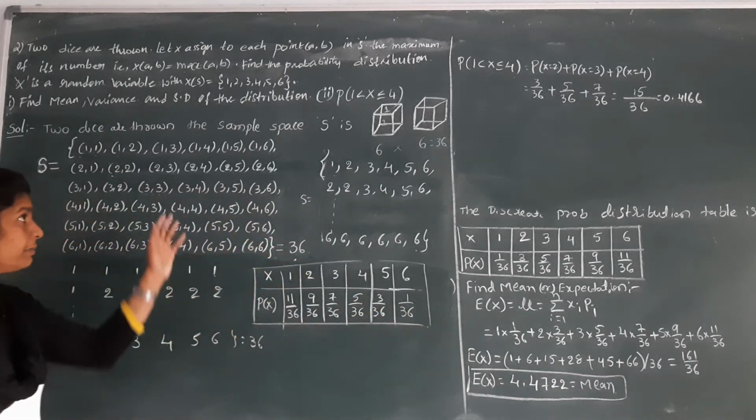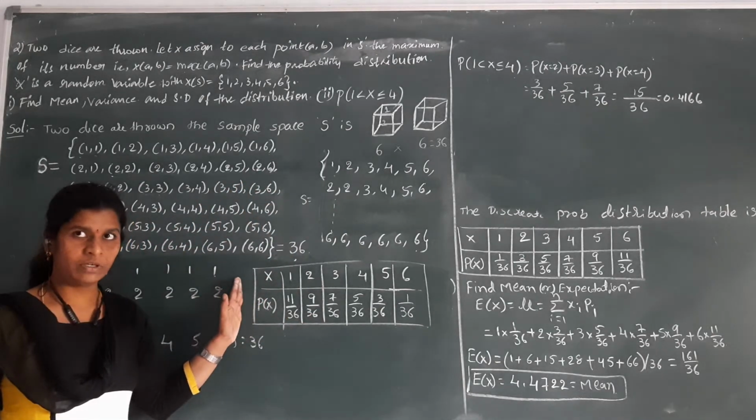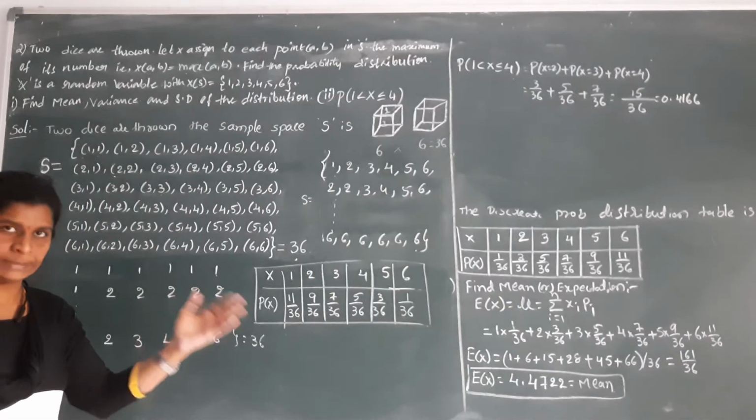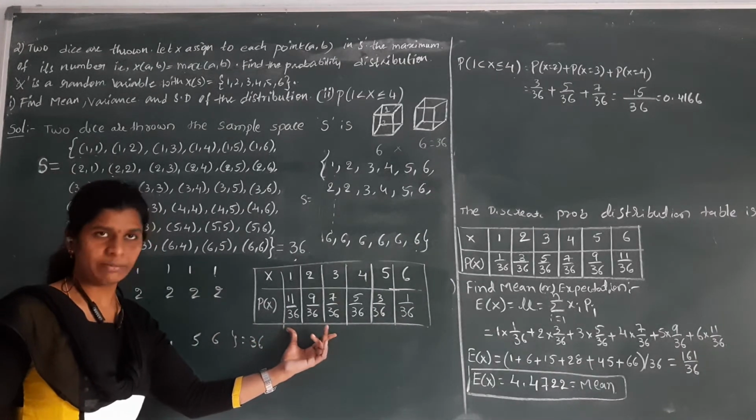Here you can construct, by the previous process, the probability distribution table. After getting the probability distribution table, you can find out the mean or expectation, standard deviation, variance, whatever it may be, from this table.